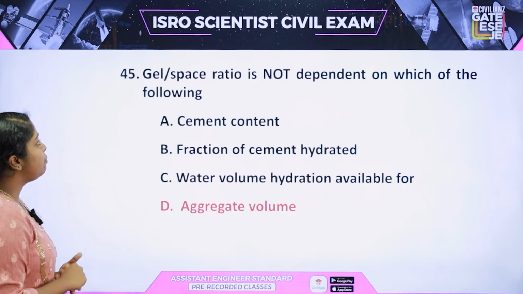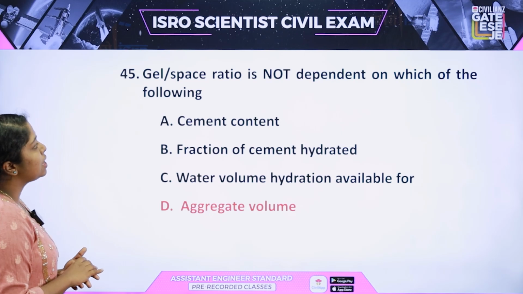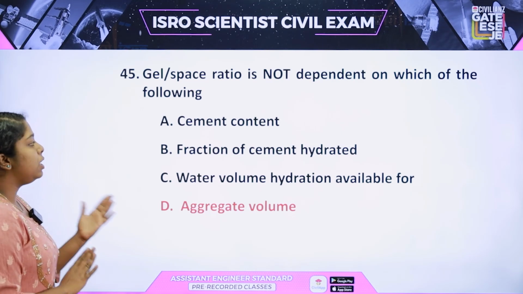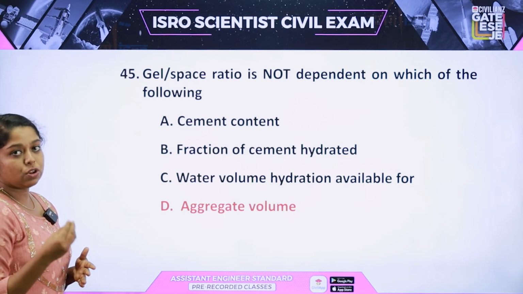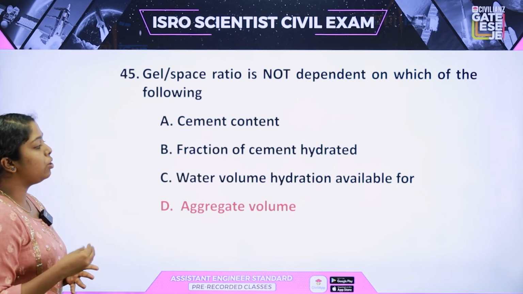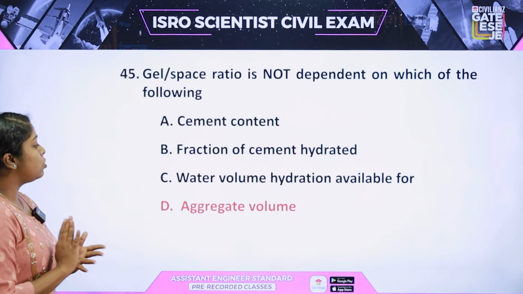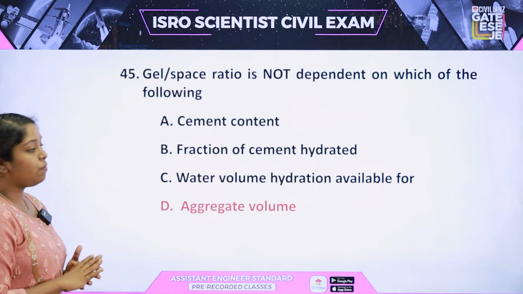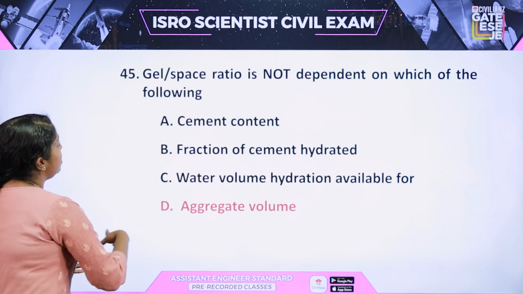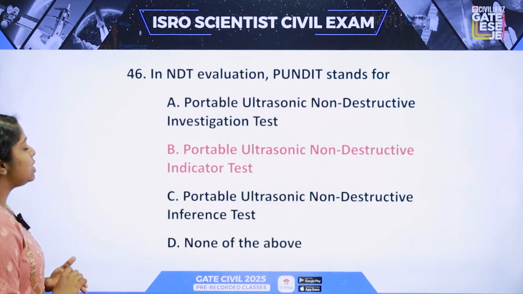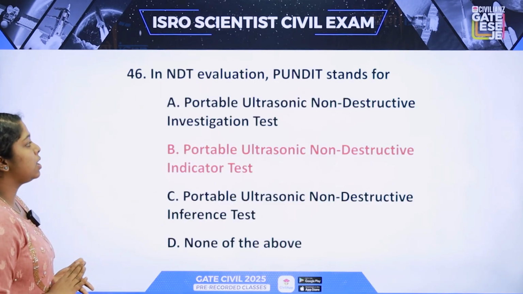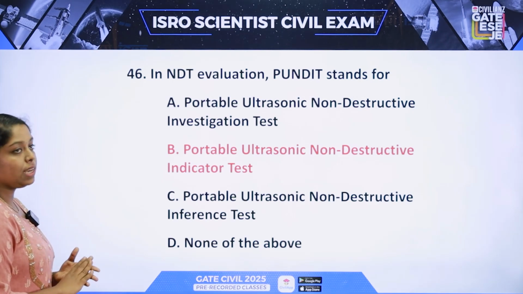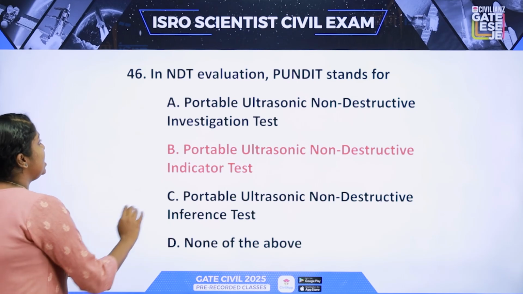Moving on to the 45th question. The gel space ratio is not dependent on which of the following? The gel space ratio depends on cement content, fraction of how much cement gets hydrated, and the water volume available for hydration. So obviously the aggregate volume is the factor which is not a depending factor. So option D is the right answer. Moving on to the 46th question. In NDT evaluation, the PUNDIT stands for Portable Ultrasonic Non-Destructive Indicator Test. So option B is the right answer.